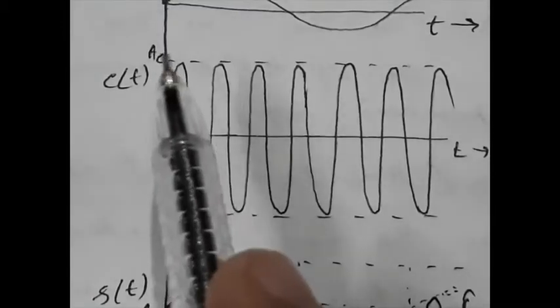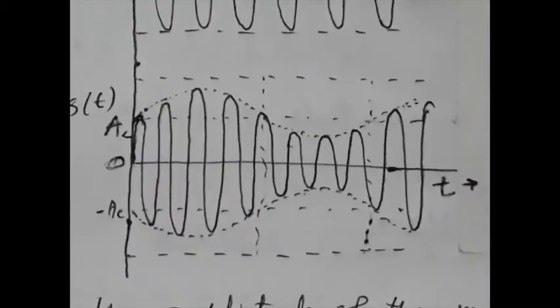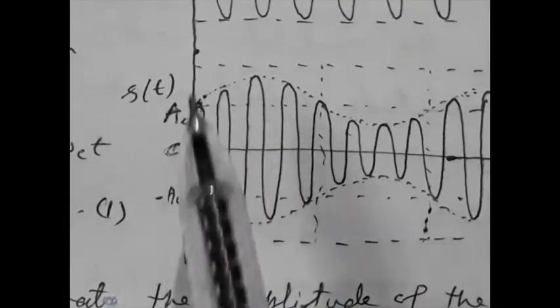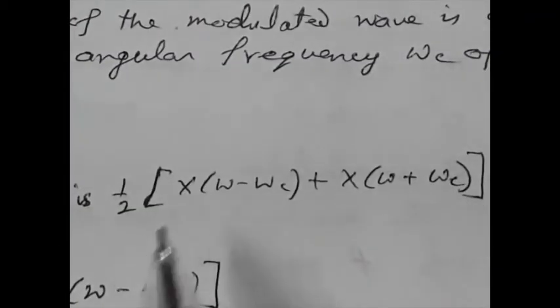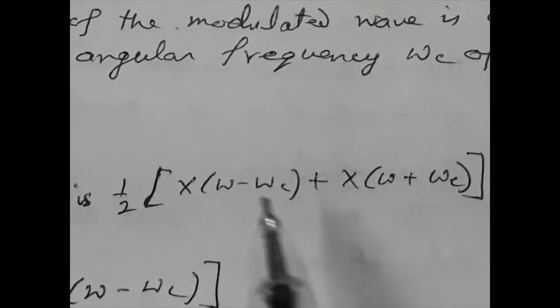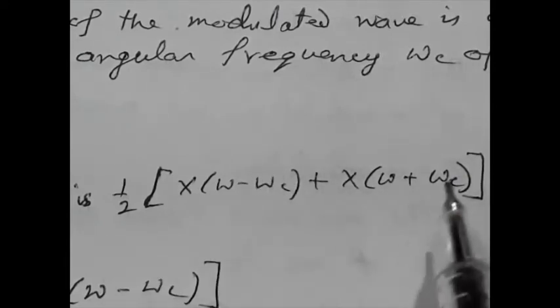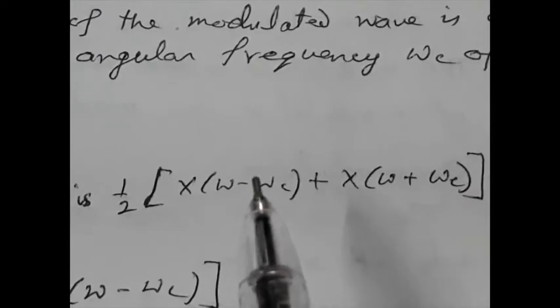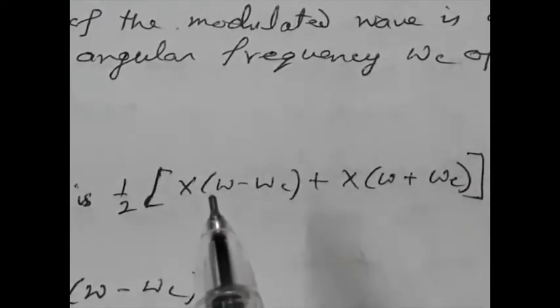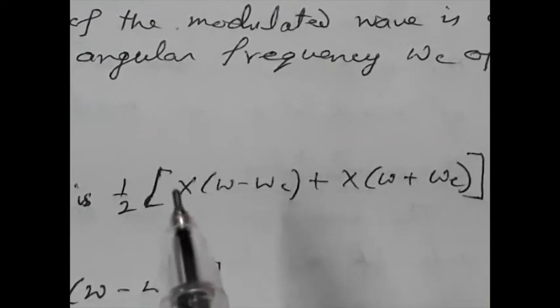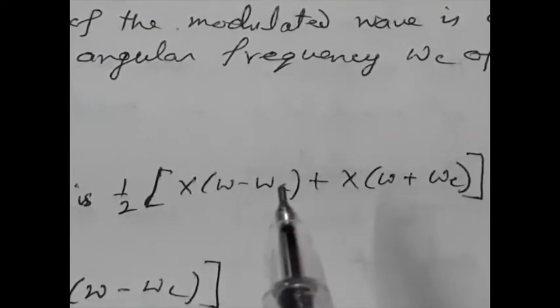For the carrier, the corresponding spectrum, since it's a cosine function, will have two spikes at frequency plus ωc and minus ωc. So for s(t), the amplitude modulated signal, the spectrum will be the combination of X(ω) shifted by this ωc. So we must have two spectra, one for the positive side, another for the negative side. The shape of the spectrum will be the same as X(ω), but it will be shifted in frequency by an amount ωc.